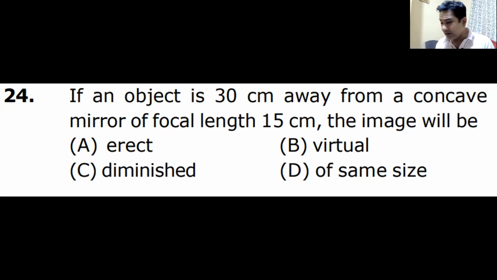So we have to find out the value of v, which is the distance of the image from the pole of the mirror, and then calculate the magnification of that image. I'll give you 1 minute to solve this problem. Once you solve it, I'll tell you how this could have been done in a very, very simple way. But first, you'll have to solve this problem and let me know the answer.